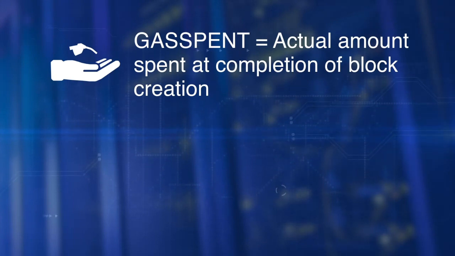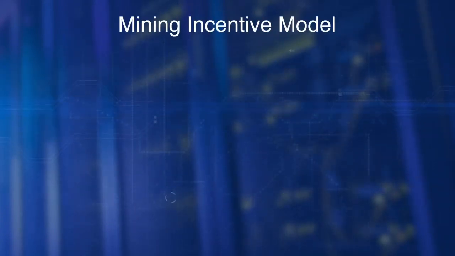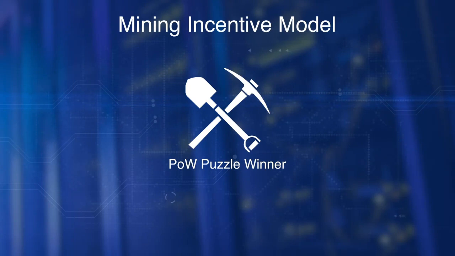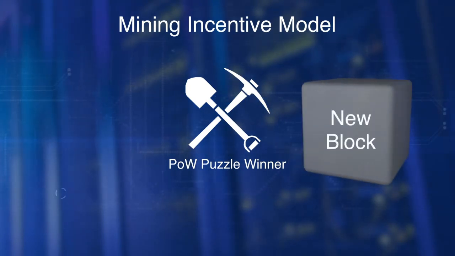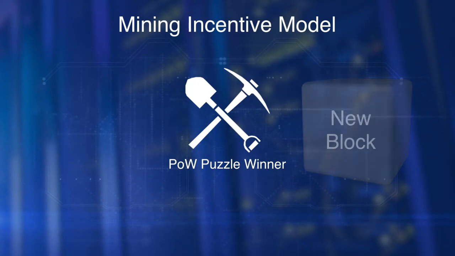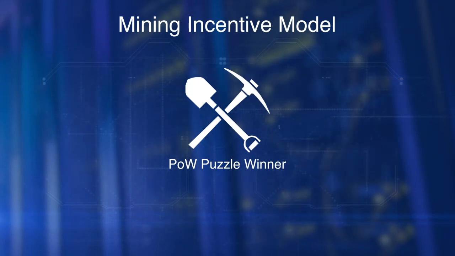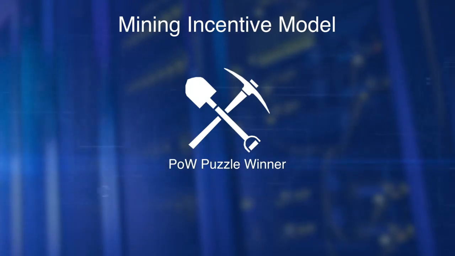Gas spent is the actual amount of gas spent at the completion of the block creation. Now let's look at the mining incentive model. The proof of work puzzle winner, the miner that creates a new block, is incentivized with the base fee of 3 ethers and the transaction fees in the Ethereum blockchain. The winning miner also gets the fees, gas points, for execution of smart contract transactions.